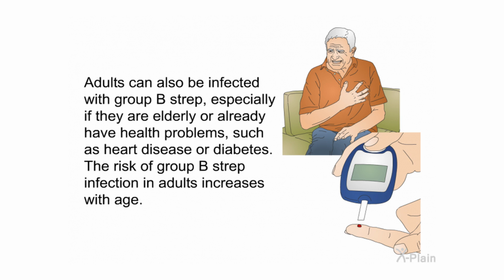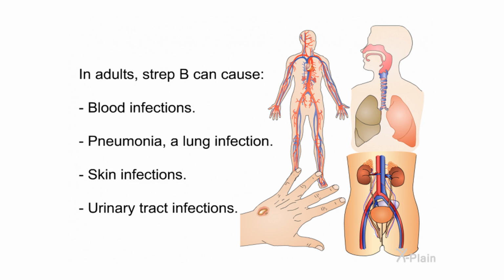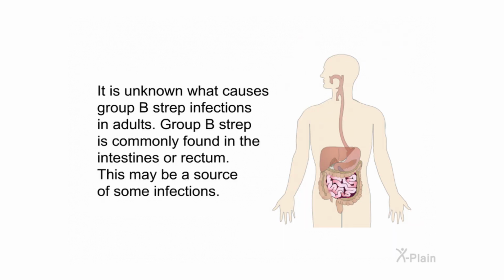Adults can also be infected with Group B Strep, especially if they are elderly or already have health problems, such as heart disease or diabetes. The risk of Group B Strep infection in adults increases with age. In adults, Strep B can cause blood infections, pneumonia, a lung infection, skin infections, urinary tract infections. It is unknown what causes Group B Strep infections in adults. Group B Strep is commonly found in the intestines or rectum. This may be a source of some infections.